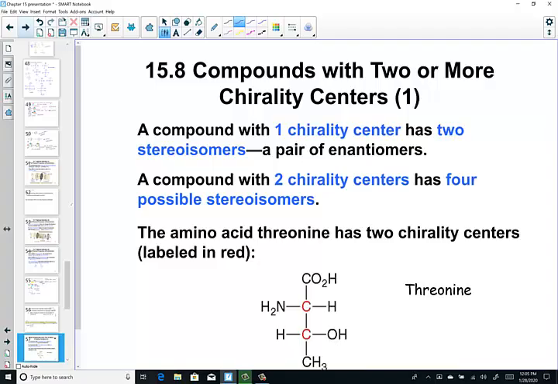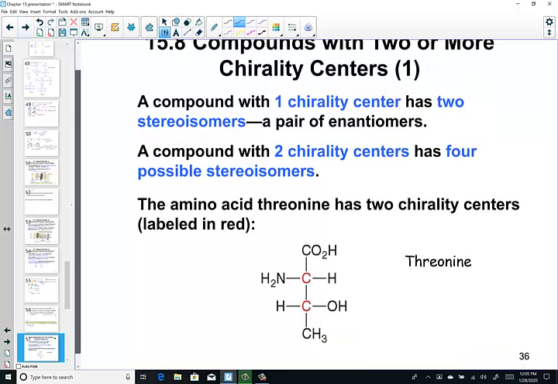Compounds can actually have more than one chiral center. As a matter of fact, many compounds have many chiral centers. And that's the beauty of these Fischer projections, is being able to draw these quickly and especially be able to look at mirror images very quickly. A compound with one chiral center has two stereoisomers. They are a pair of enantiomers. A chiral compound that has two chiral centers has 4 possible stereoisomers. And you can see it take off exponentially from there.